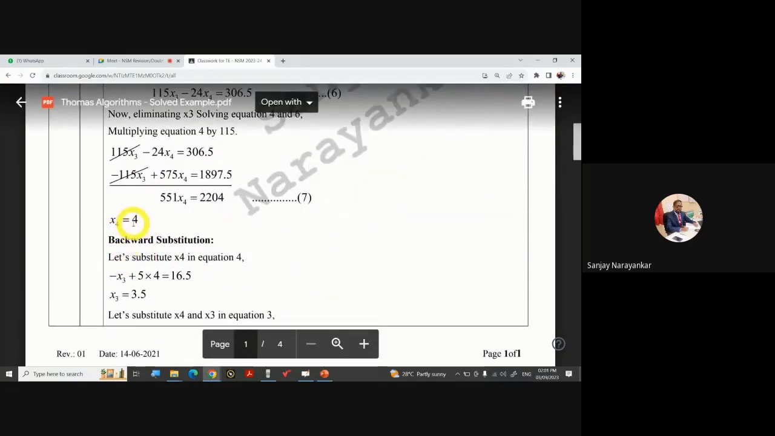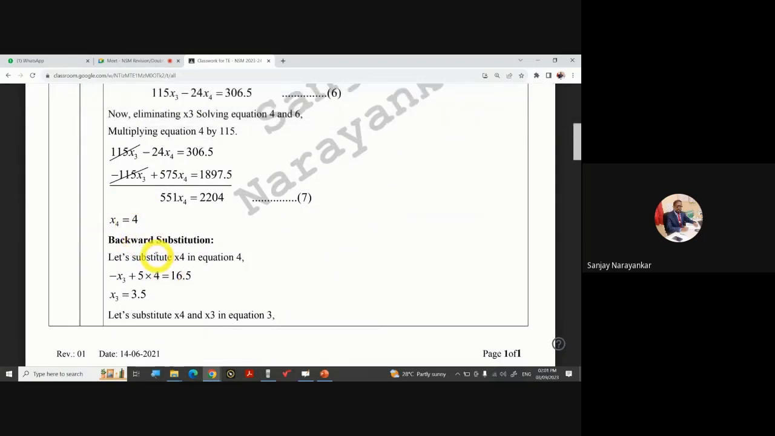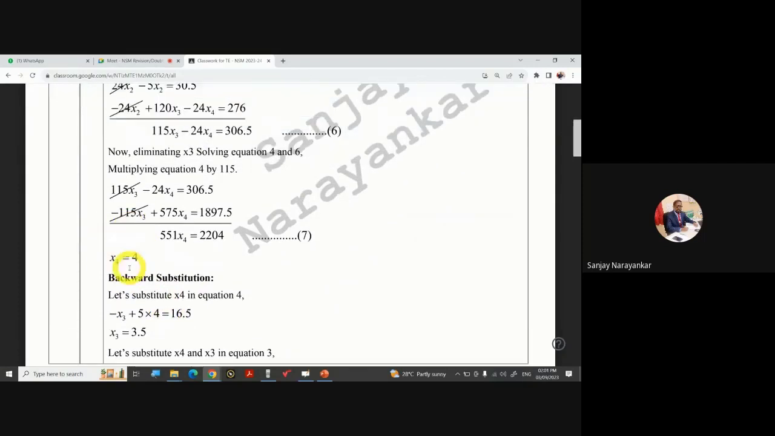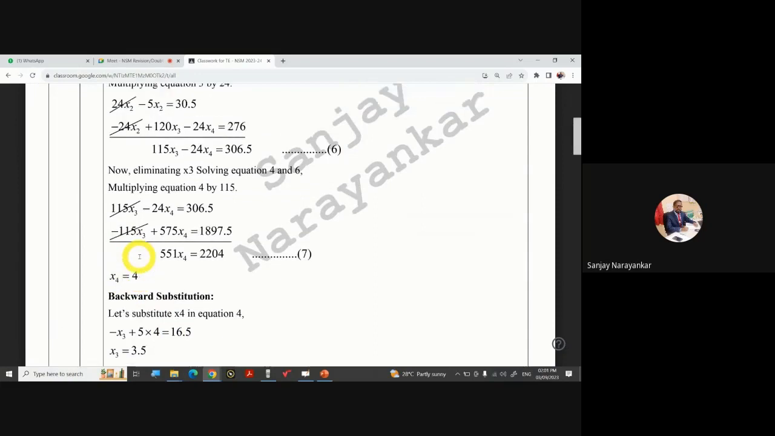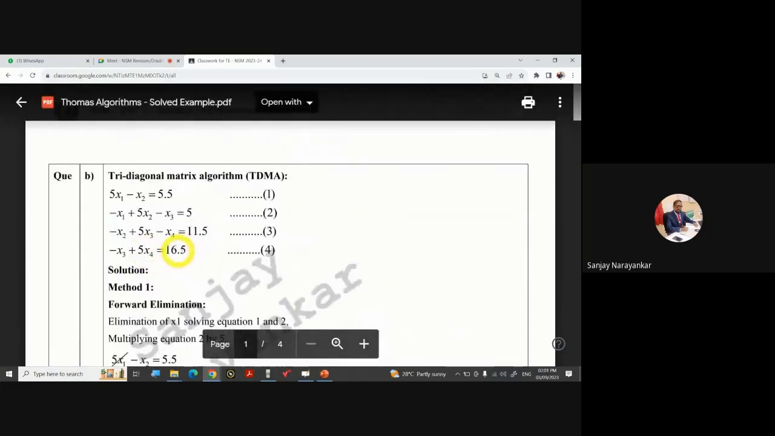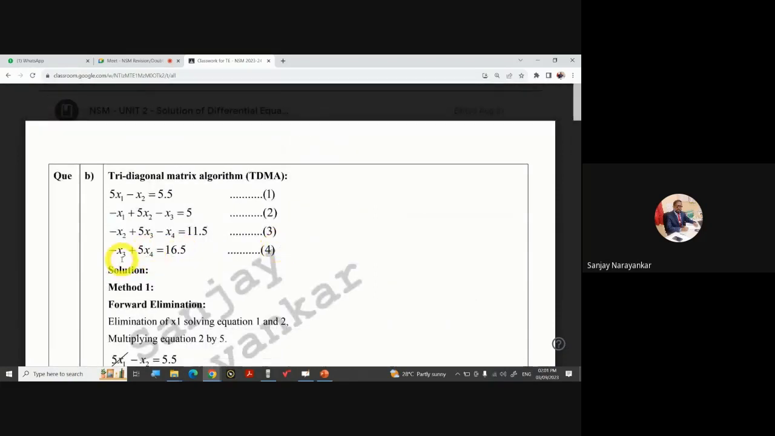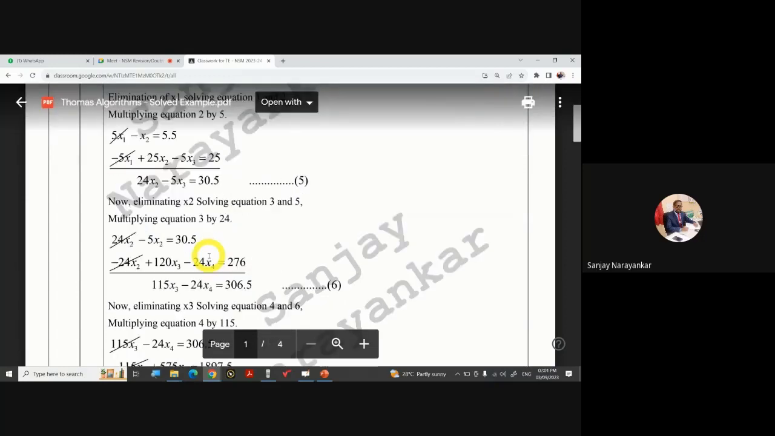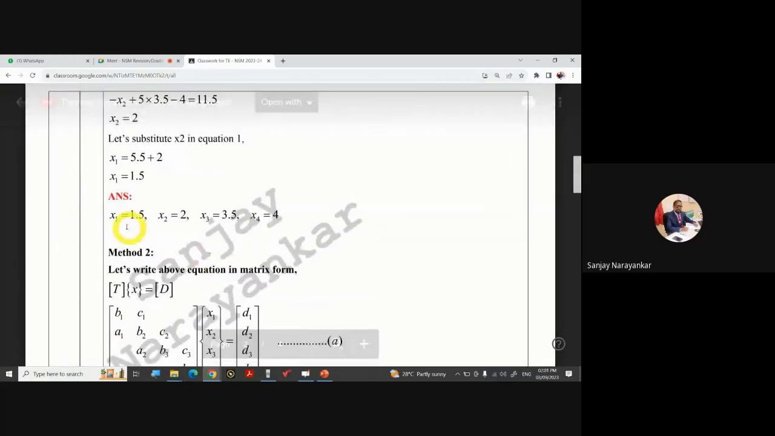Now, after having x4, what we'll do is back substitute. Back substitute means what? I'm having the x4 value here, so I'll substitute in equation number 4. I'll get x3. After having x3, I'll substitute in equation number 3. Back substitution, I'll get x2. By having x2, x3, x4, I'll substitute in equation number 2. I will get x1. So by back substitution, we can get x1, x2, x3, and x4.